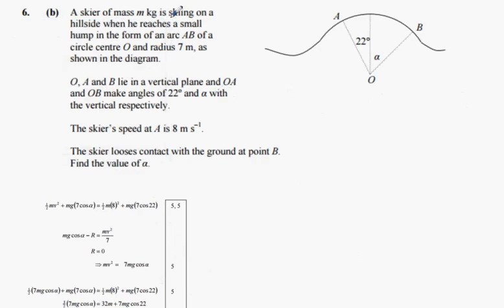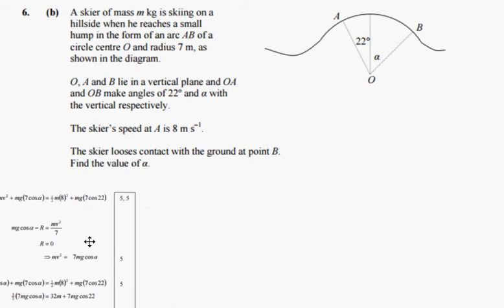A skier of mass m is skiing on a hillside when he reaches a small hump in the form of the arc AB of a circle of centre O and radius r, as shown in the diagram. O, A, B lie in a vertical plane, and OA and OB make angles of 22 degrees and alpha with the vertical respectively. The skier's speed at A is 8 meters per second. The skier loses contact with the ground at point B. Find the value of alpha.